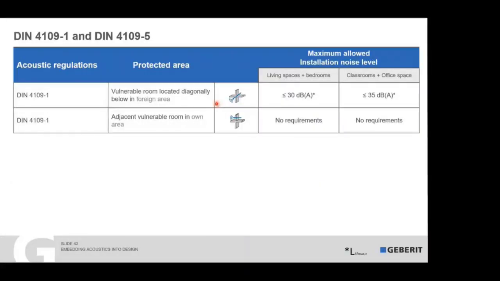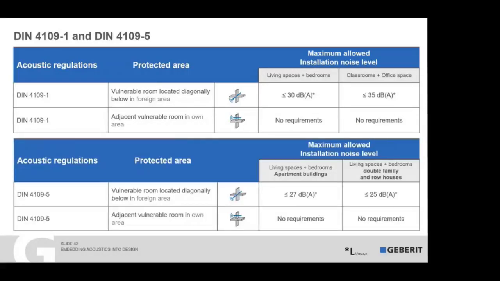So when we look at the standard 4109-1, you see the vulnerable room located diagonally below in a foreign area, so not in your area. For living spaces and bedrooms, you have 30 dBA, and in classroom and office spaces, we have 35 dBA. So clearly defined, everything clear. Also measurements are described, how you have to measure after the installation, so you can verify that those values are met. And then for the adjacent vulnerable room in your own area, of course, there are no requirements, as this is not considered in the standard that you should not get disturbed by yourself.